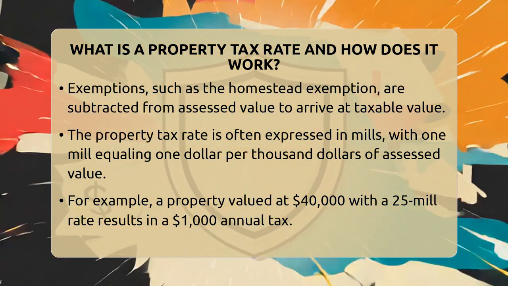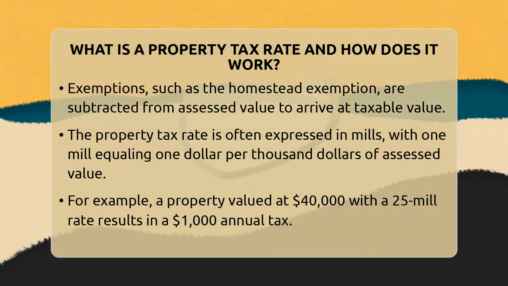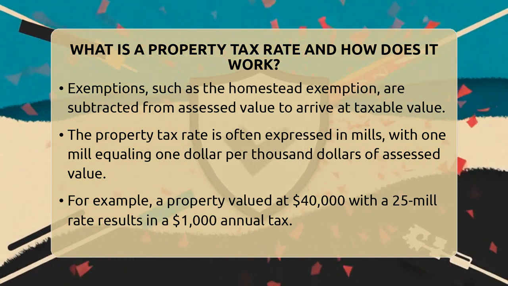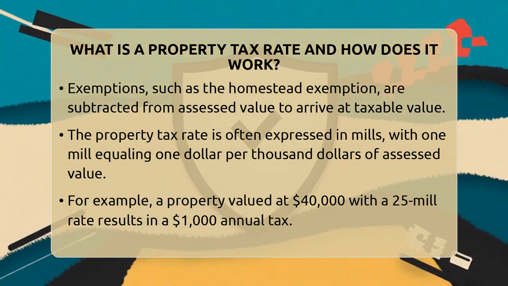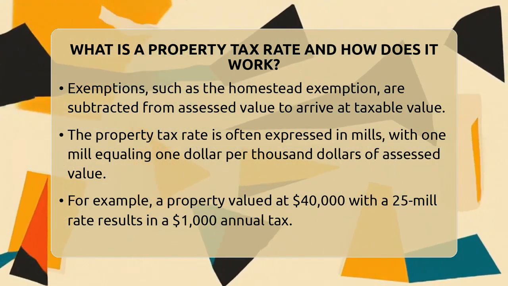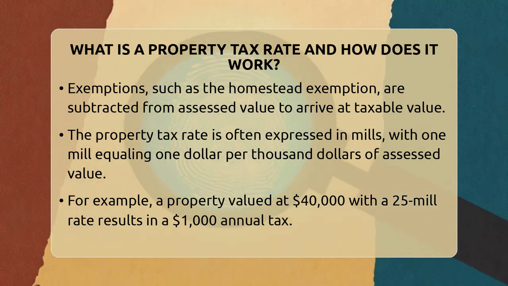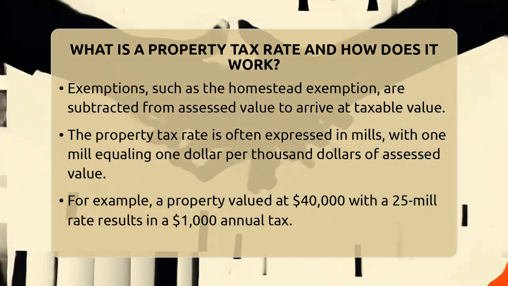Once the assessed value is set, any exemptions you qualify for are subtracted. Common exemptions include the homestead exemption for primary residences, which can reduce your taxable value. After exemptions, what remains is called the taxable value. This is what the property tax rate is applied to.